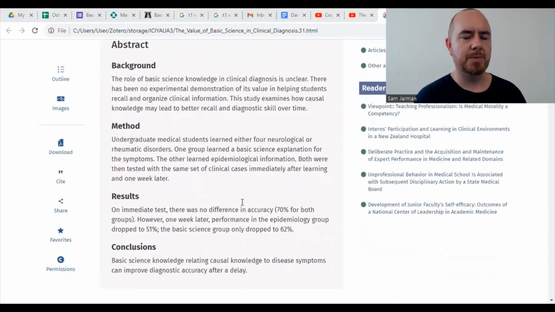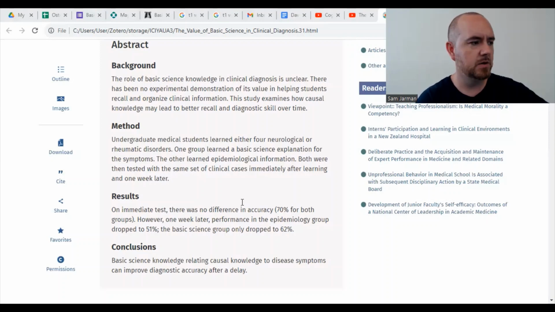So I'll read the full abstract. The background: the role of basic science knowledge in clinical diagnosis is unclear. There has been no experimental demonstration of its value helping students recall and organize clinical information. The study examines how causal knowledge may lead to better recall and diagnostic skill over time. The reason this would have been important in 2006 is because there's been this long-term underlying assumption that people knowing basic scientific mechanisms would help them with their clinical skills, their clinical reasoning, their diagnostic accuracy, things of that nature. So this was one of the first forays into trying to figure out if it did help.